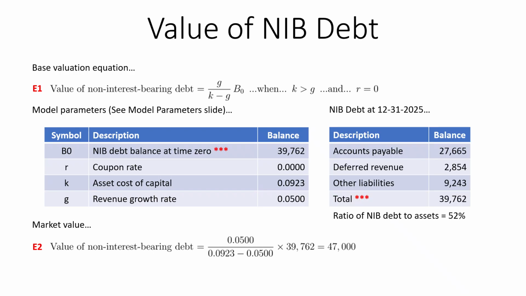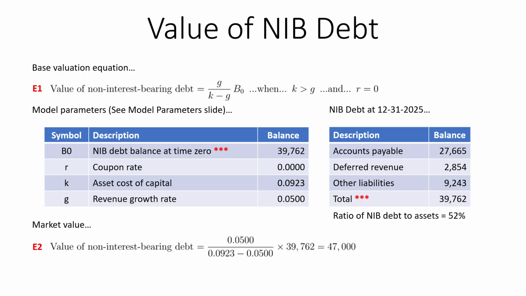So the next item on the menu is the value of NIB debt. And when we say NIB, we mean non-interest bearing debt. So this is perpetual debt without a coupon. If we look at our base valuation equation, E1, the value of non-interest bearing debt equals G over K minus G times the principal balance. Now, it's interesting to note that with interest bearing debt, the numerator was R minus G, with R being the coupon. But in this case, the coupon rate is 0. So we just have G in the numerator, K minus G in the denominator, and the principal balance of debt as B subscript 0.